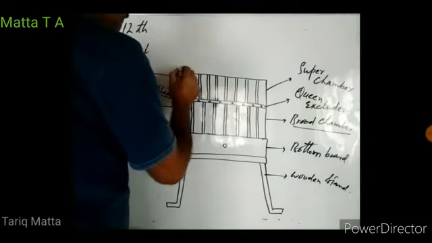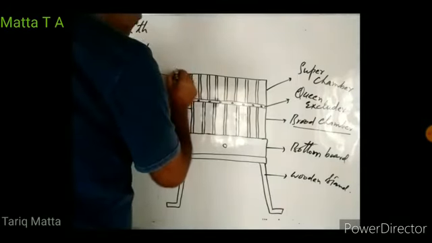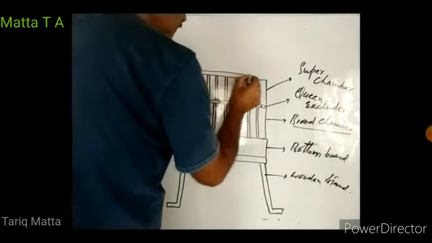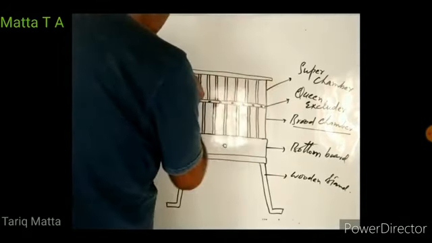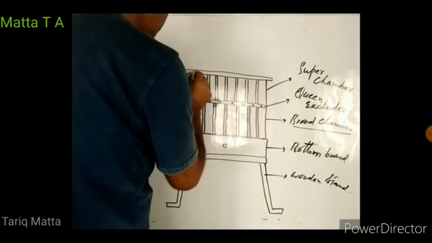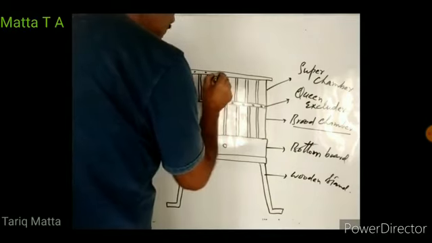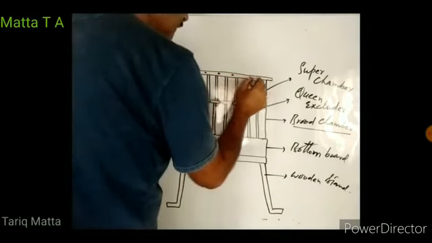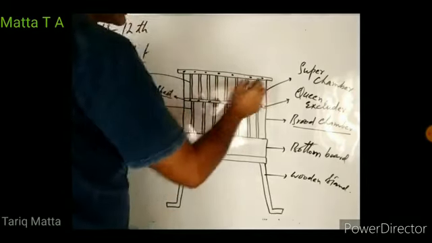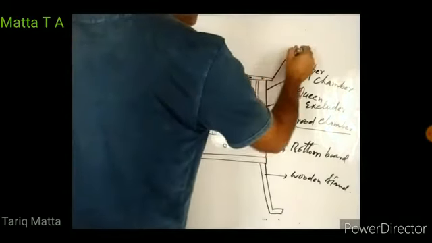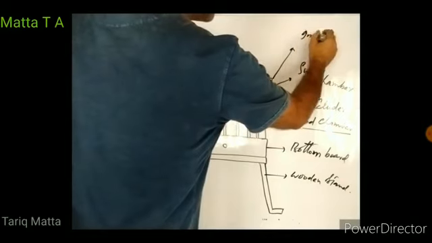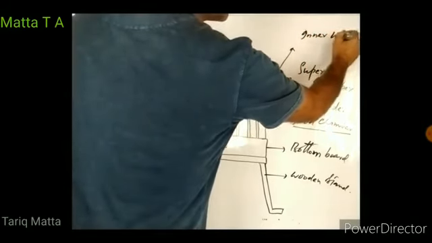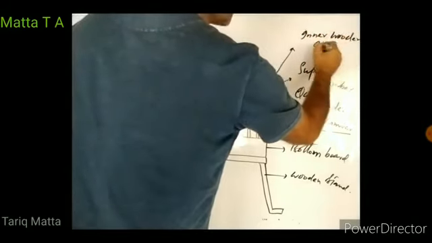Then over this chamber, there is a wooden inner cover. It also has some holes. These holes are for ventilation of air. This is the inner wooden cover.